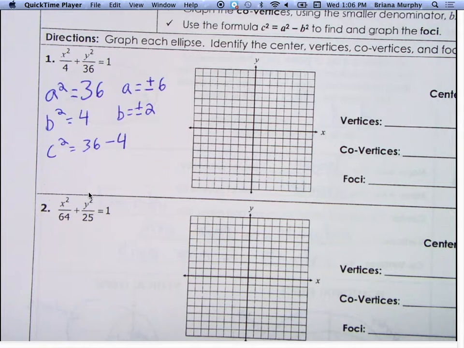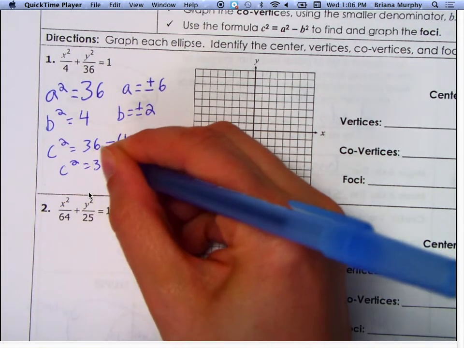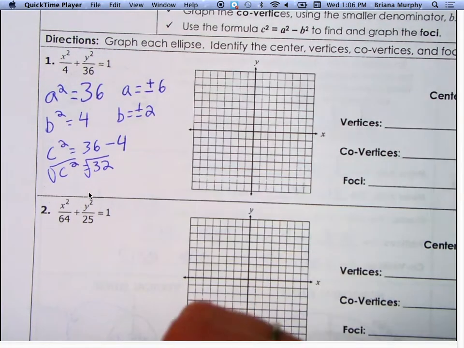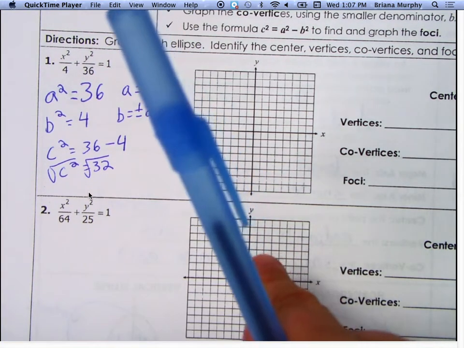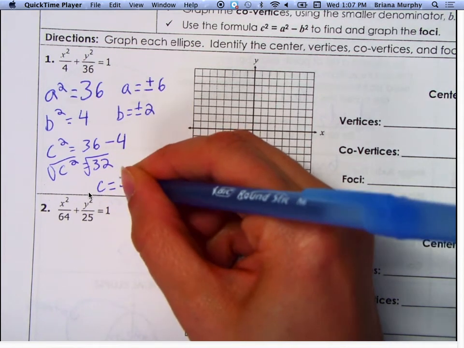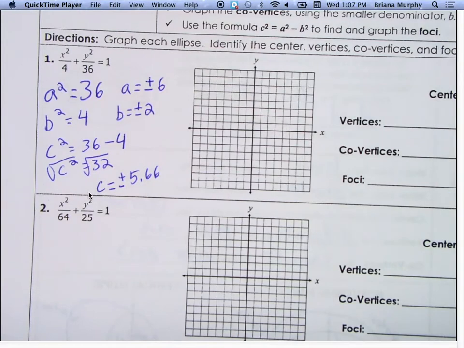So 36 minus 4 is 32. C squared equals 32, and I'm going to square root both sides. And I'm actually going to find the decimal because I'm going to have to graph them. So I get C is plus or minus 5.66. Okay, that's my work. Now I'm going to write them out in a logical way so that I can actually graph.